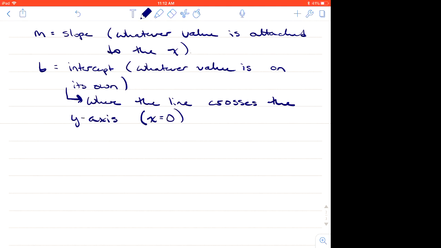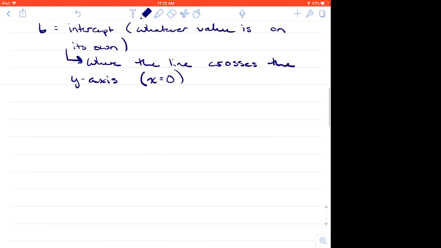Okay. We visualize it. We have our x-axis and our y-axis. Right, you'll want to keep track of those. I will assume that you know those.